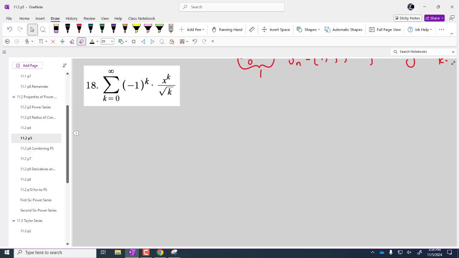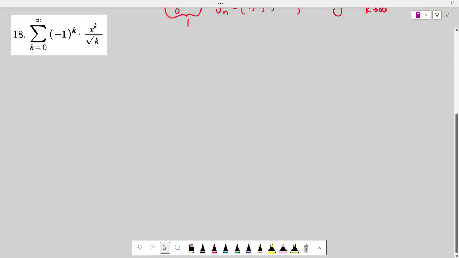It's got a switch in it. As soon as it has a switch, we know that that's just going to go away whether we use root or ratio test because we always take an absolute value. And what do you want to use here, root or ratio? Root's going to be a pain because we have to take the kth root of the square root of k. Oh, yeah. So let's go with ratio.